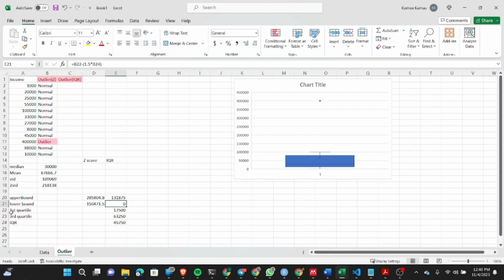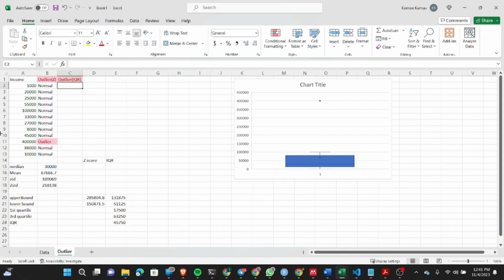For the lower bound, we pick the first quartile, which is 17,500. I didn't put a formula, so we pick this one, and then we add 1.5 again times the IQR. It's not plus, sorry, it should be minus because now we are moving towards the bottom part. Yes, that's okay. So this 51,000 would be somewhere in the negative scale. So any data that is contained within minus 51,000 and 131,000, that one is going to be considered normal. Anything past that is an outlier.